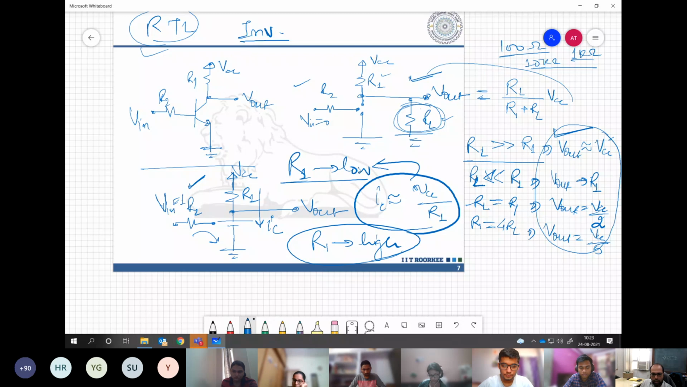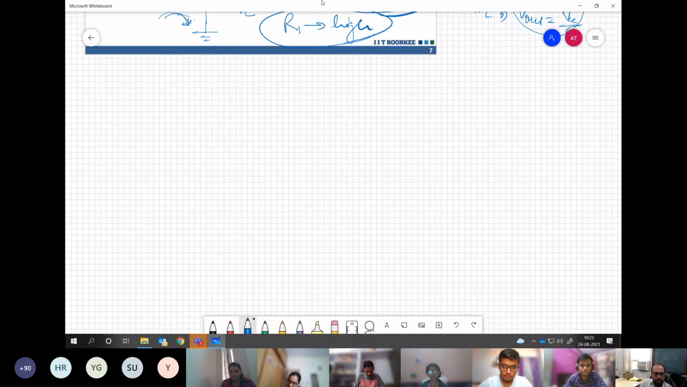So these two conditions are contradicting each other. One is saying that R1 should be low for correct behavior of the circuit for different loading conditions. Another is saying that R1 should be high so that you don't pump too much current in the transistor. And secondly, you don't need to have a very low value of R2 or pump so much current in the base as well. Understanding my point? Yes or no? Yes, sir.